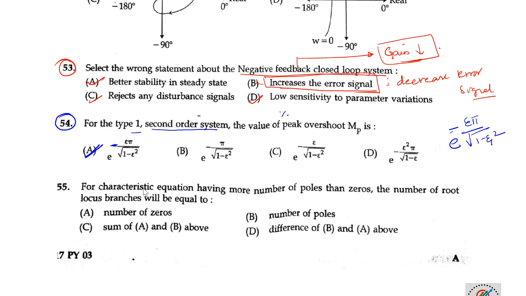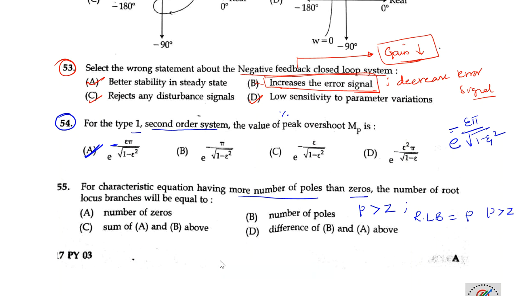55th question here. For the characteristic equation having more number of poles than zeros, the number of root locus branches will be equal to, okay, generally whichever is the highest value, poles or zeros, that will be equal to the number of root locus branches here. In this case, what they mentioned is more number of poles than zeros. So it indicates that poles are greater in number compared to zeros. At this time, the root locus branches is equal to P only. Why? Because the poles are greater than zeros.